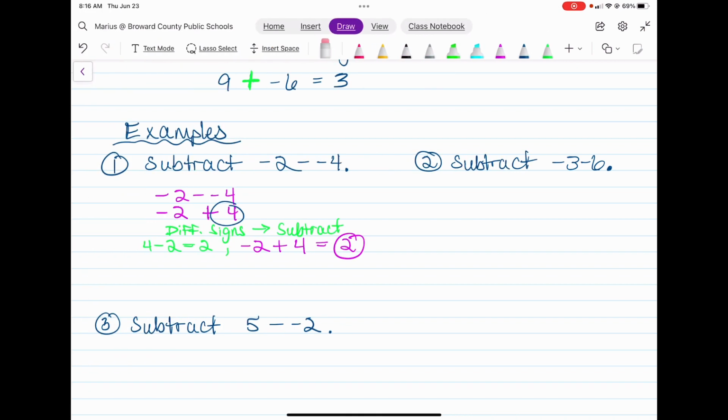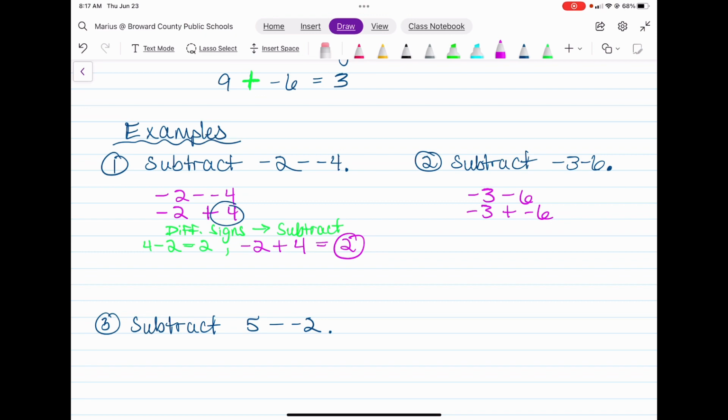Number 2 says subtract negative 3 minus 6. Well, once again, we want to start off by just rewriting the original. Negative 3 minus 6. Remember, subtracting by 6 is the same as adding by negative 6. So I'm going to rewrite this to say negative 3 plus negative 6.